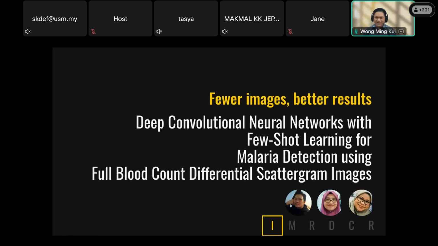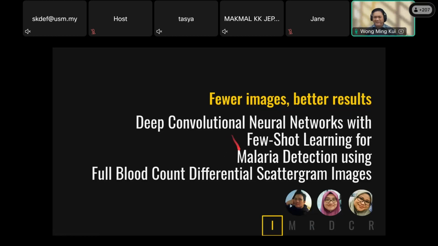So before I start this presentation, let me give a few simple introductions into what is AI, artificial intelligence, and machine learning. These are actually very big concepts that are very famous now.